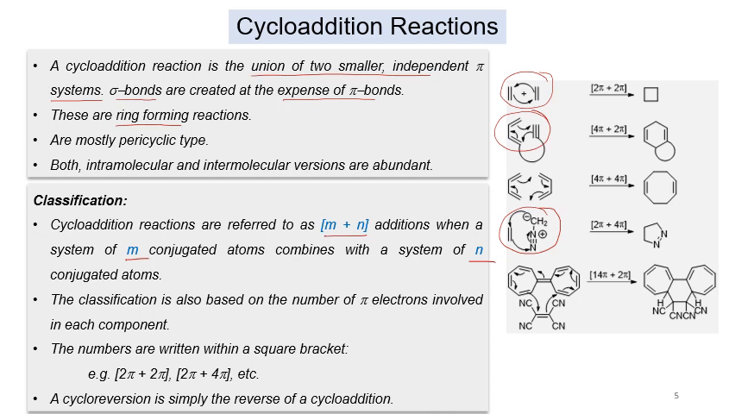There's another classification which is based on the number of pi electrons involved in each component. And as you can see here, what is written here is that particular classification. So this would be a 2 pi plus 2 pi cycloaddition. This would be a 4 pi plus 2 pi cycloaddition. This would be a 4 pi plus 4 pi. This would be a 2 pi plus 2 pi, and this would be a 14 pi plus 2 pi. There is an opposite of cycloaddition that is called a cycloreversion reaction, and this is the complete opposite or the reverse of the cycloaddition.